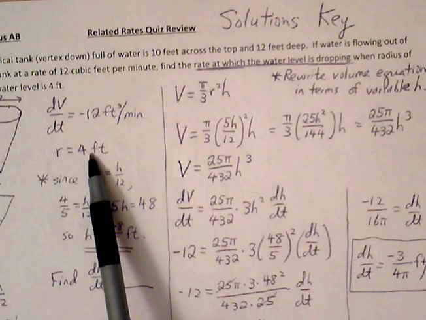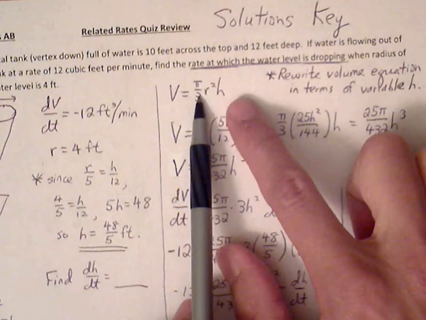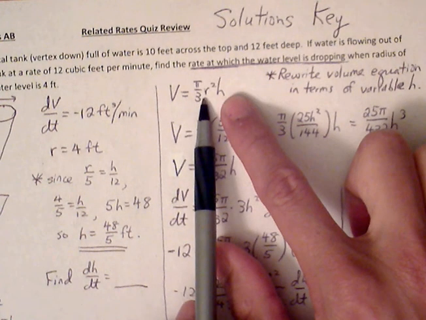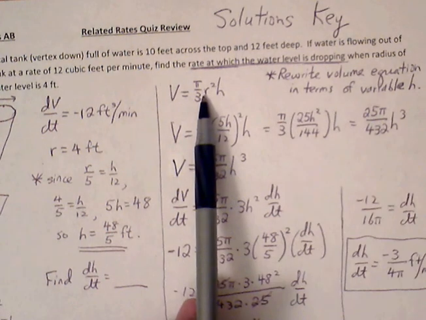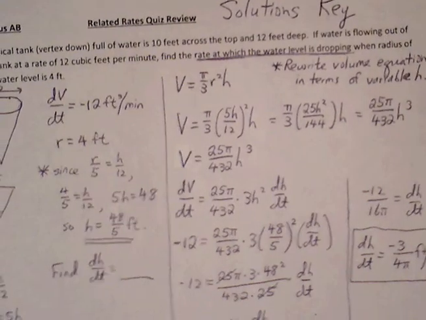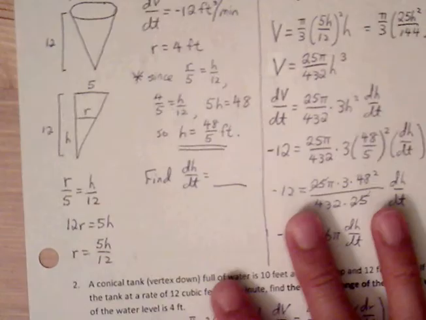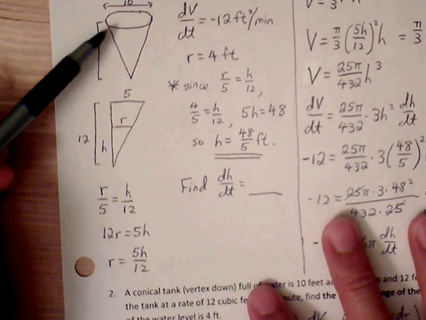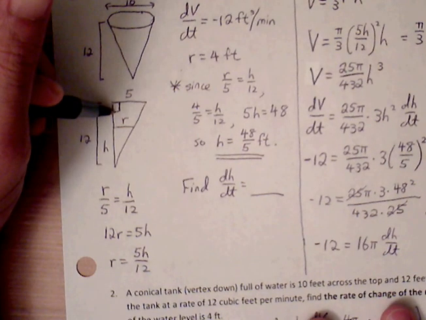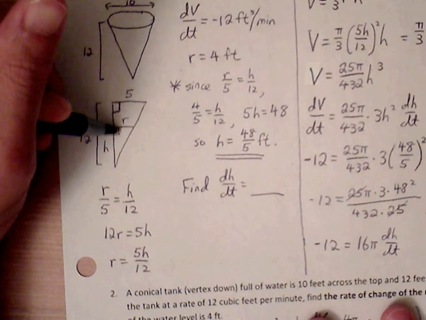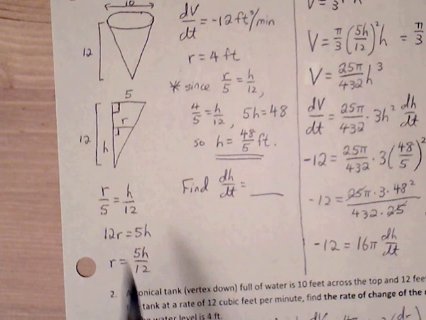But if we want to rewrite the equation in terms of h, we need to find the relationship between radius and height so that we can make that substitution and replace radius in terms of height. So we're going to use similar triangles since we have a cone. So let's split this cone in half, and we're only going to look at the section where similar right triangles are created.